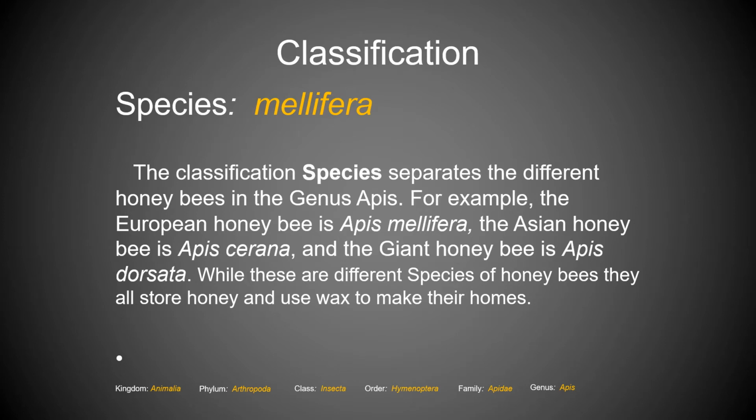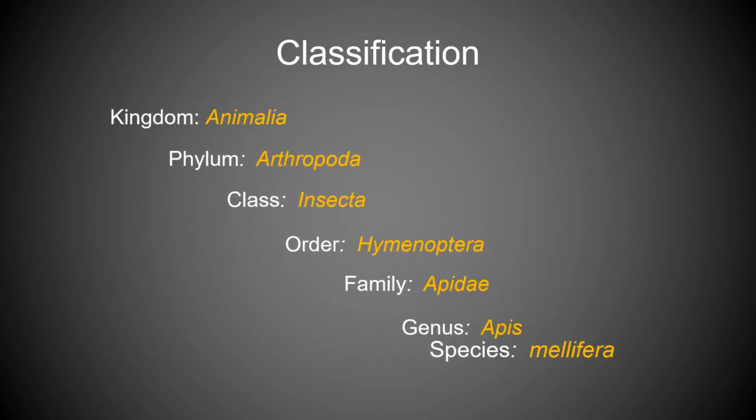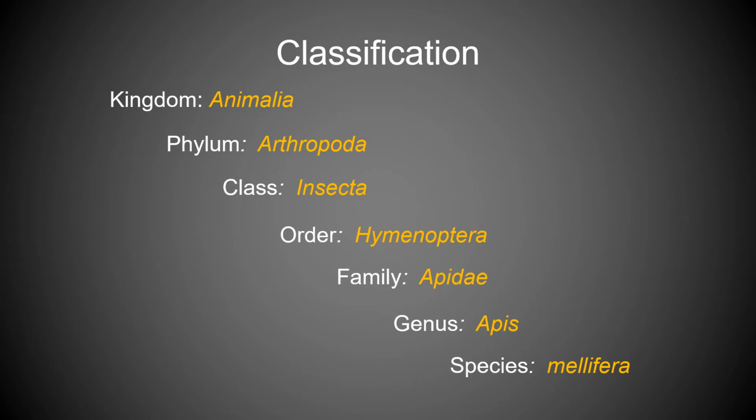The classification species separates the different honeybees in the genus Apis. For example, the European honeybee is Apis mellifera, the Asian honeybee is Apis cerana, and the giant honeybee is Apis dorsata. While these are different species of honeybees, they all store honey and use wax to make their homes. Within the classification of the Apis mellifera, there are subspecies. Let's take a look.